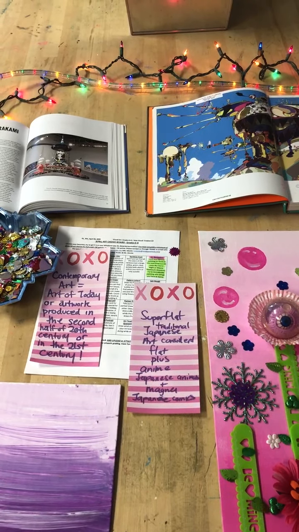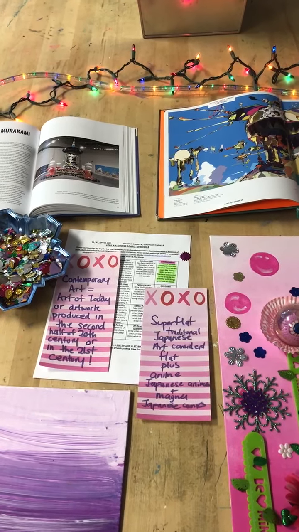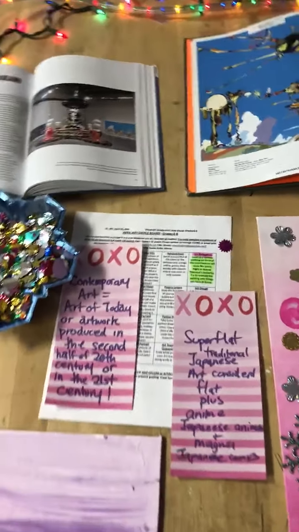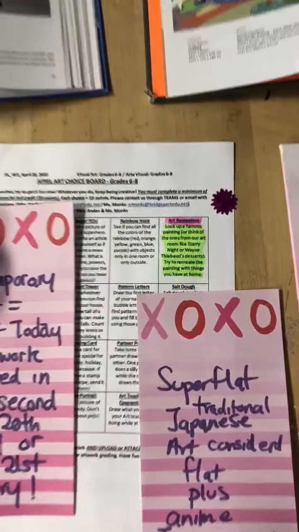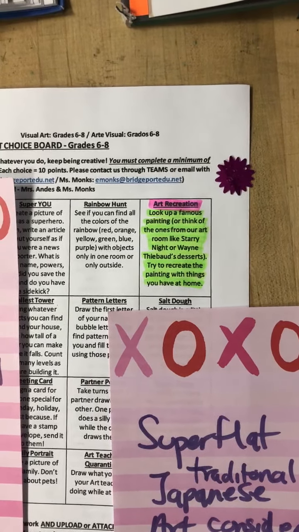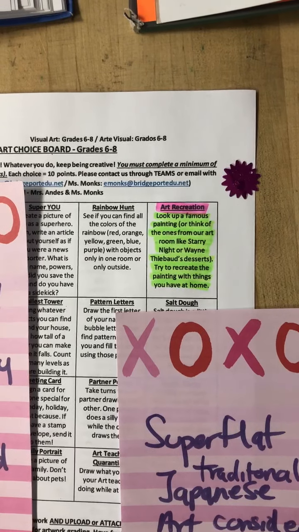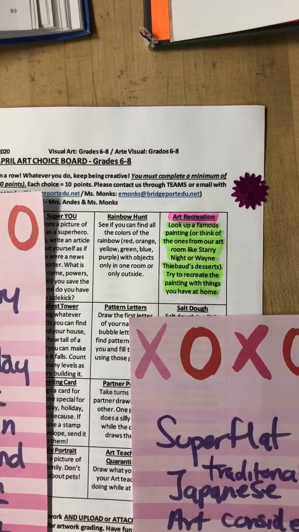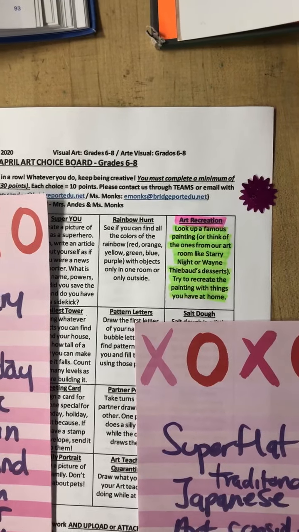I just wanted to tell you about your art project that's going to be due by April 29th. Miss Andy's created this art choice here, and one of the options is actually called Art Recreation. It says look up a famous painting or think of the ones from our art room like Starry Night or Wayne Thiebaud's Desserts. Try to recreate the painting with things you have at home.